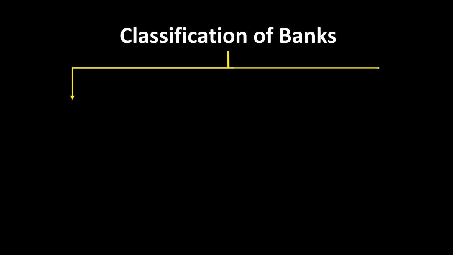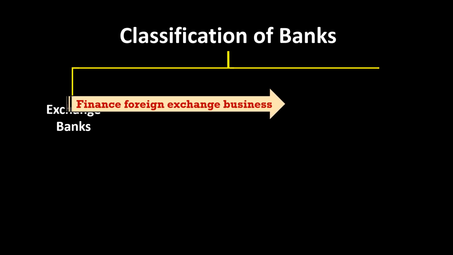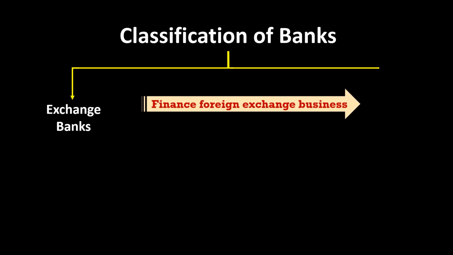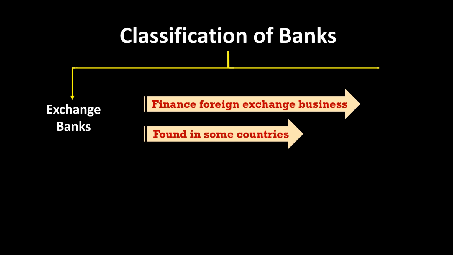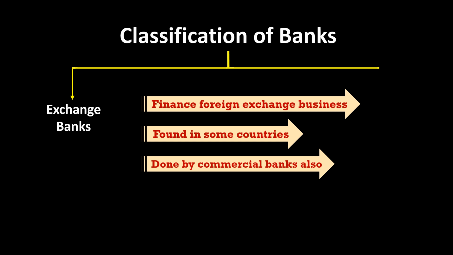The next type of bank is exchange bank. These are the banks that finance mainly the foreign exchange business. As they finance the foreign exchange business of a country, they are called exchange banks. Special exchange banks are found only in some countries. In the other countries, commercial banks themselves perform the exchange business. And in India, the major part of the foreign exchange business is done by the foreign exchange banks. A small portion of India's foreign exchange business is done by Indian commercial banks.